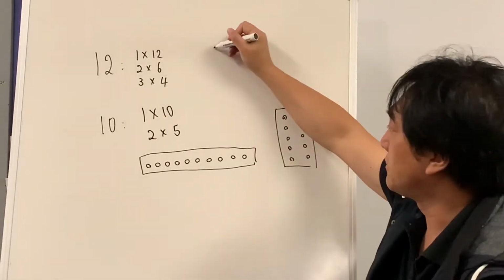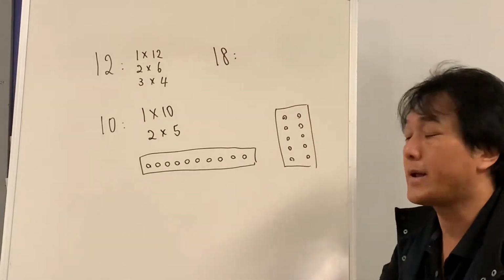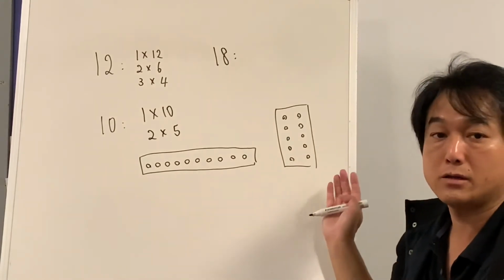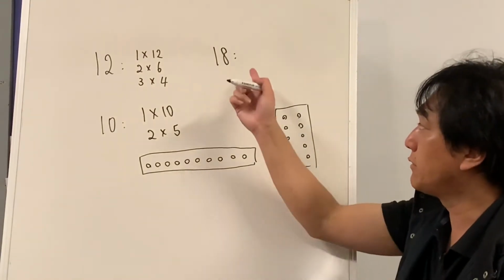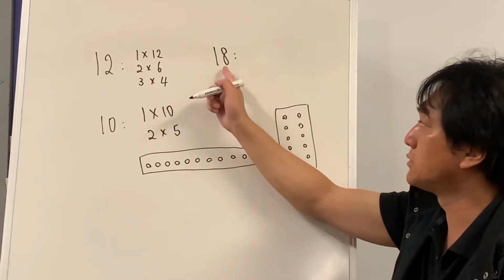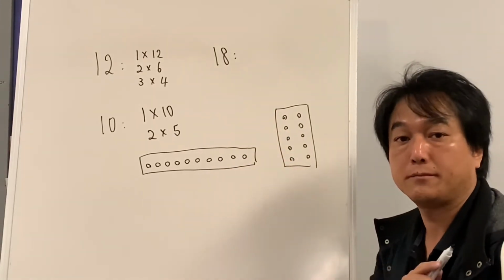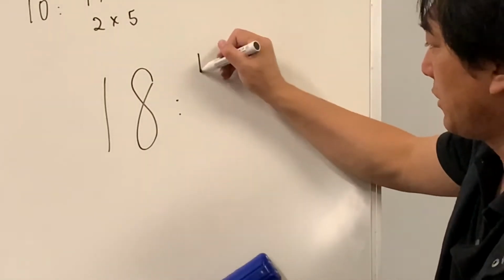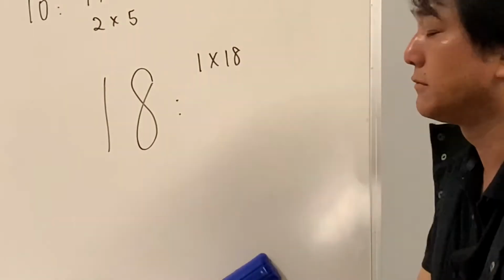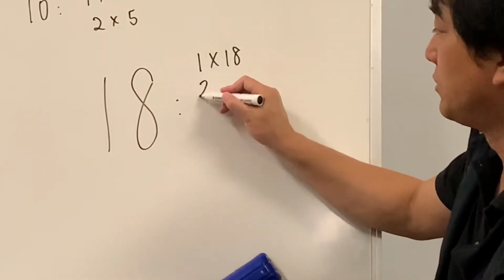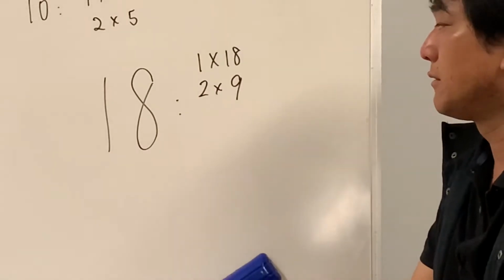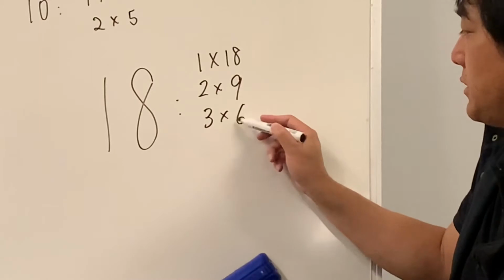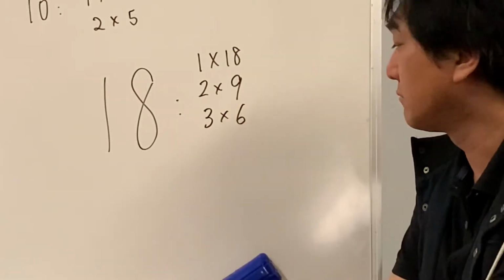How about 18? I wonder if you can make these combinations without drawing these dots. Let's pause the video. Let's see if you can make different combinations to make 18. I know 1 times 18 is 18. 2 times 9 is 18. 3 times 6 is 18.